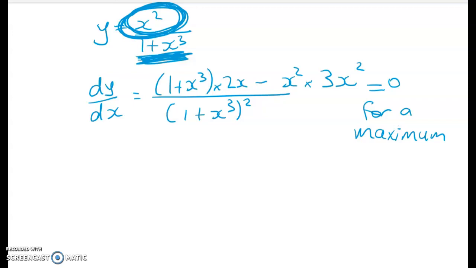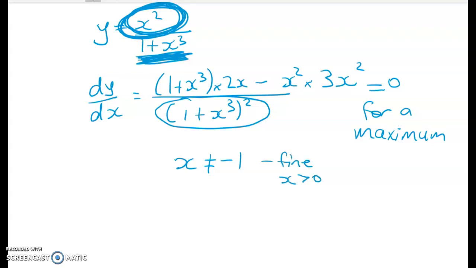It's not a sufficient condition, but it's a good enough condition for us to work with now. To clean that up, we don't have to worry about the denominator because that's always going to be positive or equal to 0. We know x can't be equal to negative 1, but that's fine because x is positive anyway. So we can ignore the denominator.